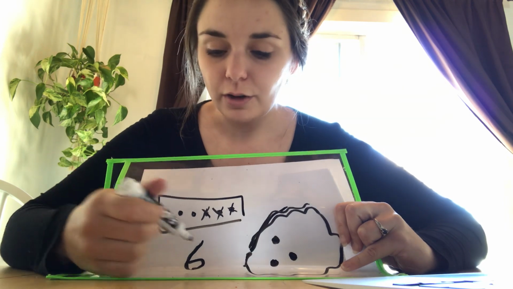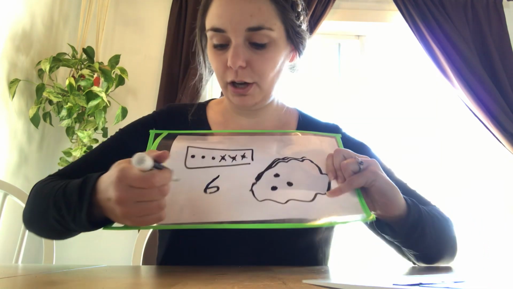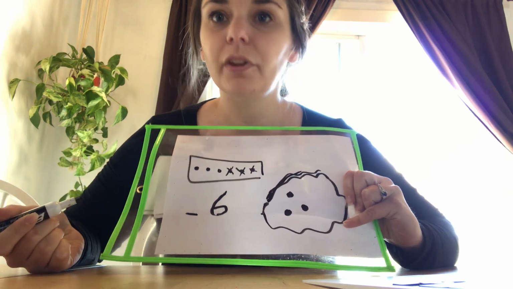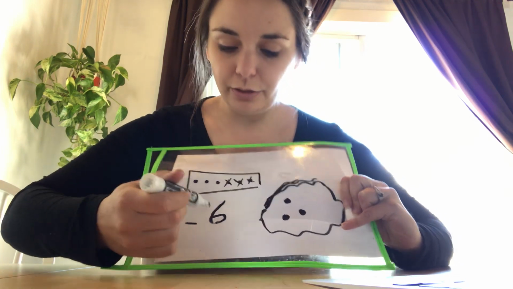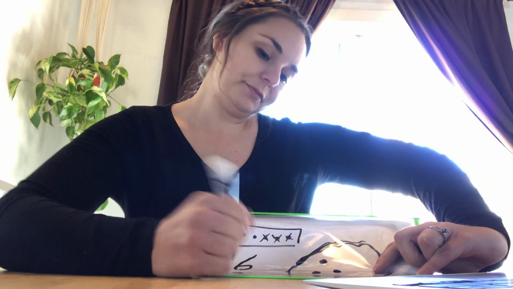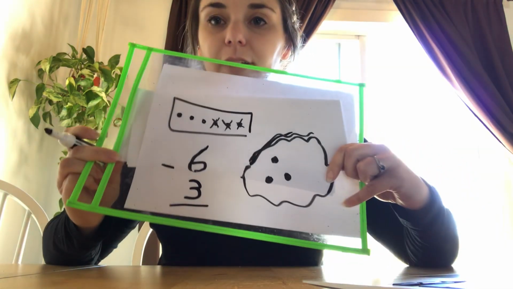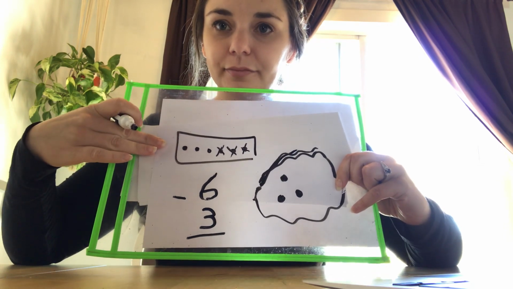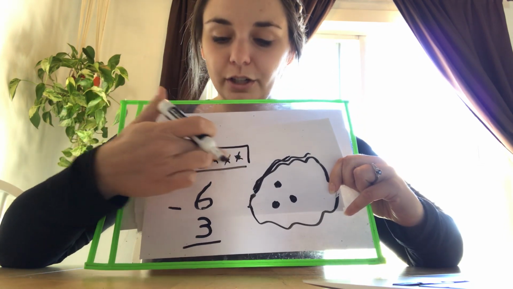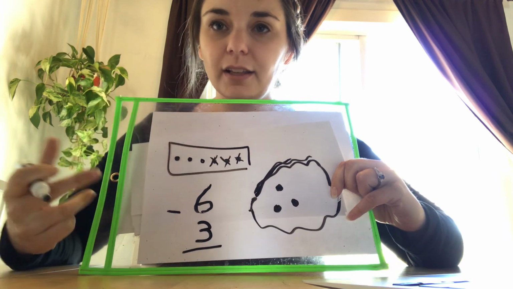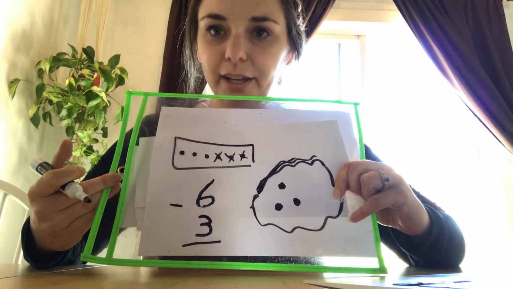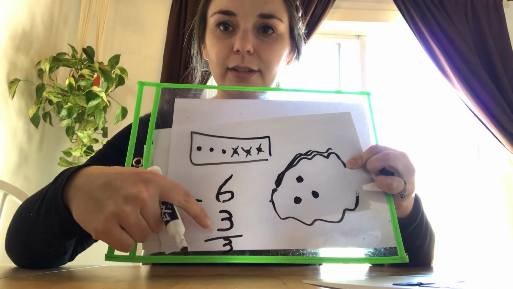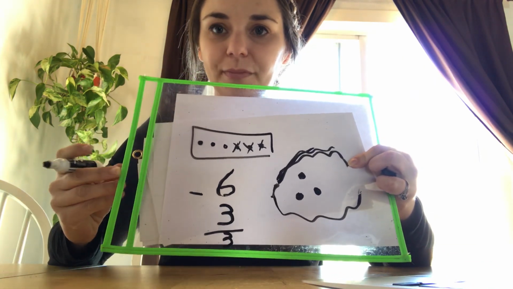I subtracted. So, there were 6 frogs, and we would go minus, how many jumped into the pond? 3. So 6, take away the 3 that jumped in the pond, equals, how many are left on the log? Because we had 6, we took away 3, and how many are left? 3. Good job, friends. So we would say 6 minus 3 equals 3.